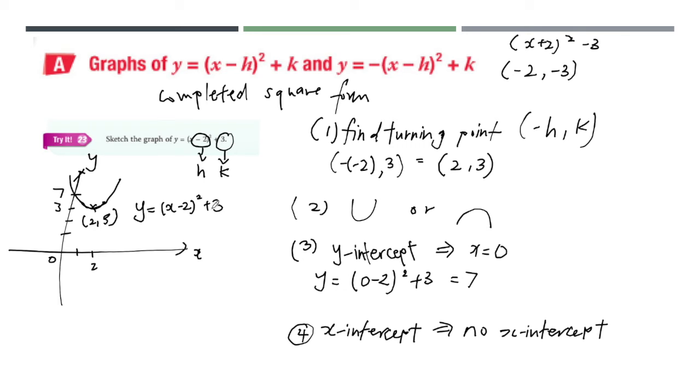Remember, this chapter is about sketching, okay, which is different from plot. Plot means you got to plot a few points and join up the points, but in this case it is sketch. So you mark in your turning point, you mark in your y-intercept, and if there is an x-intercept, you mark it in, and then those are the points and you just join them up. That's a quick sketch. Okay, and you're done.